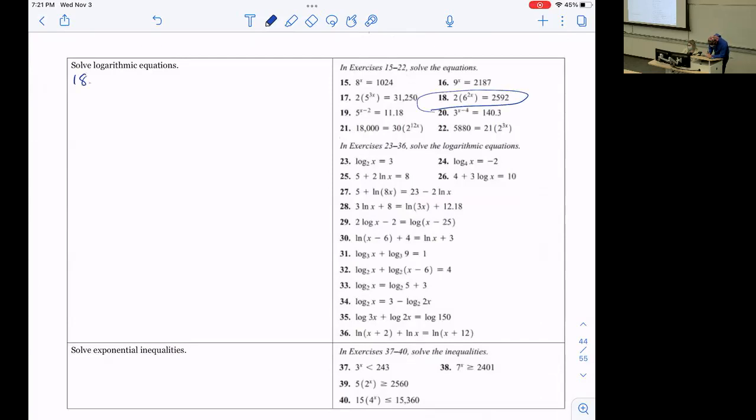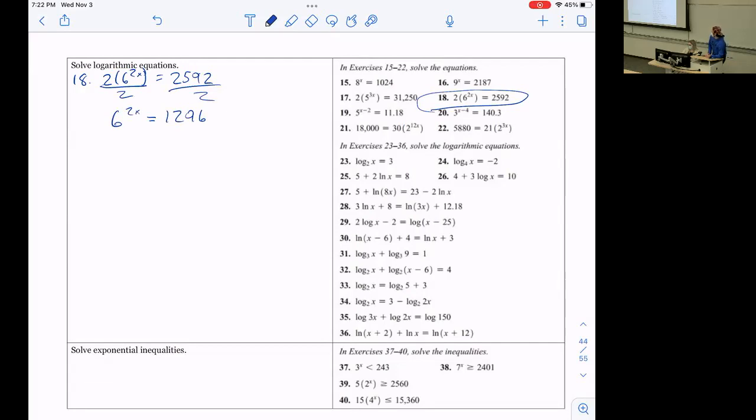So 18, we have 2 times 6 to the 2x is equal to 2,592. So similar to the one we did earlier, we need to get this 6 to the 2x by itself first. So we're going to have to divide by that 2 on both sides, which gives us 6 to the 2x is equal to 1,296. And now we can rewrite that as a logarithm, whether we want to use the ln, which is our change of base, or if we just want to rewrite that as a logarithm.